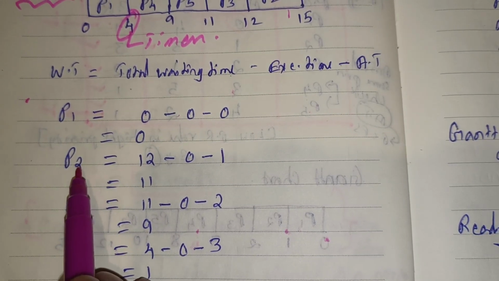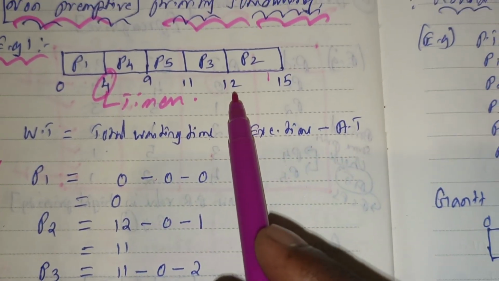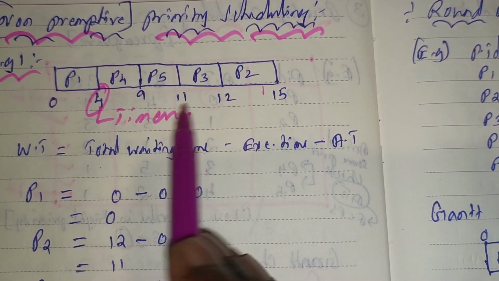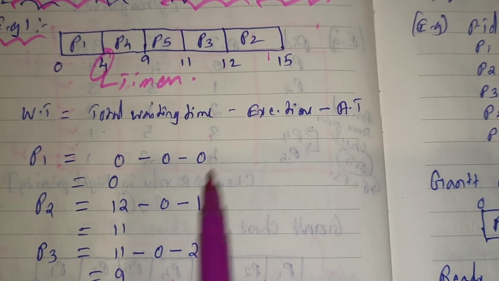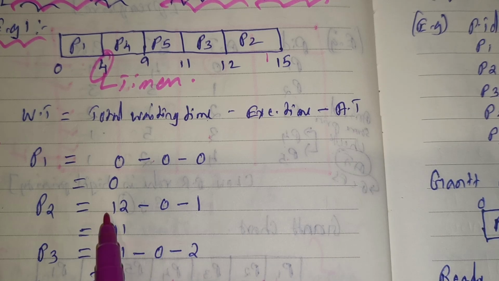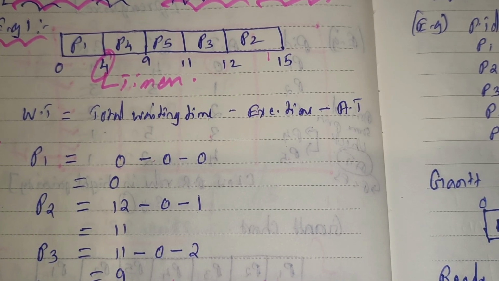Let's get into P2. P2 total waiting time, you can check it here, is 12. Previously it is not executed anywhere, so the execution time for P2 is also 0, minus the arrival time for P2, which is 1. So totally 12 minus 1, that is 11.